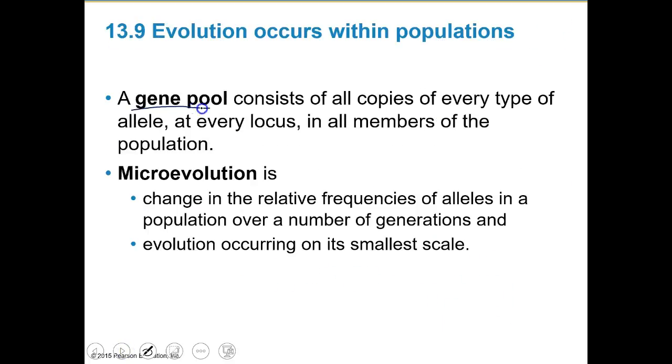A gene pool consists of all copies of every type of allele at every locus, so at every place that those alleles, those genes, live, in all members of the population. So that's everything there.